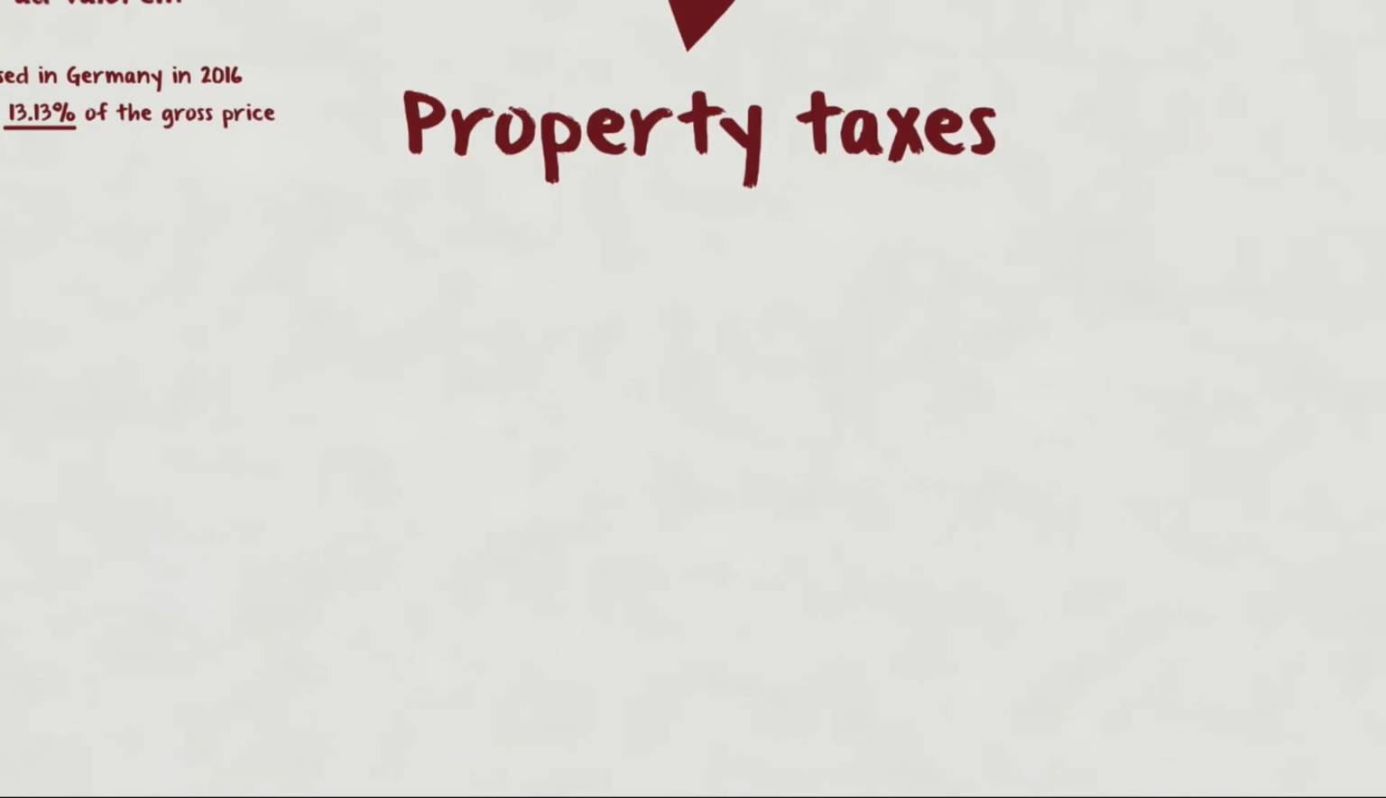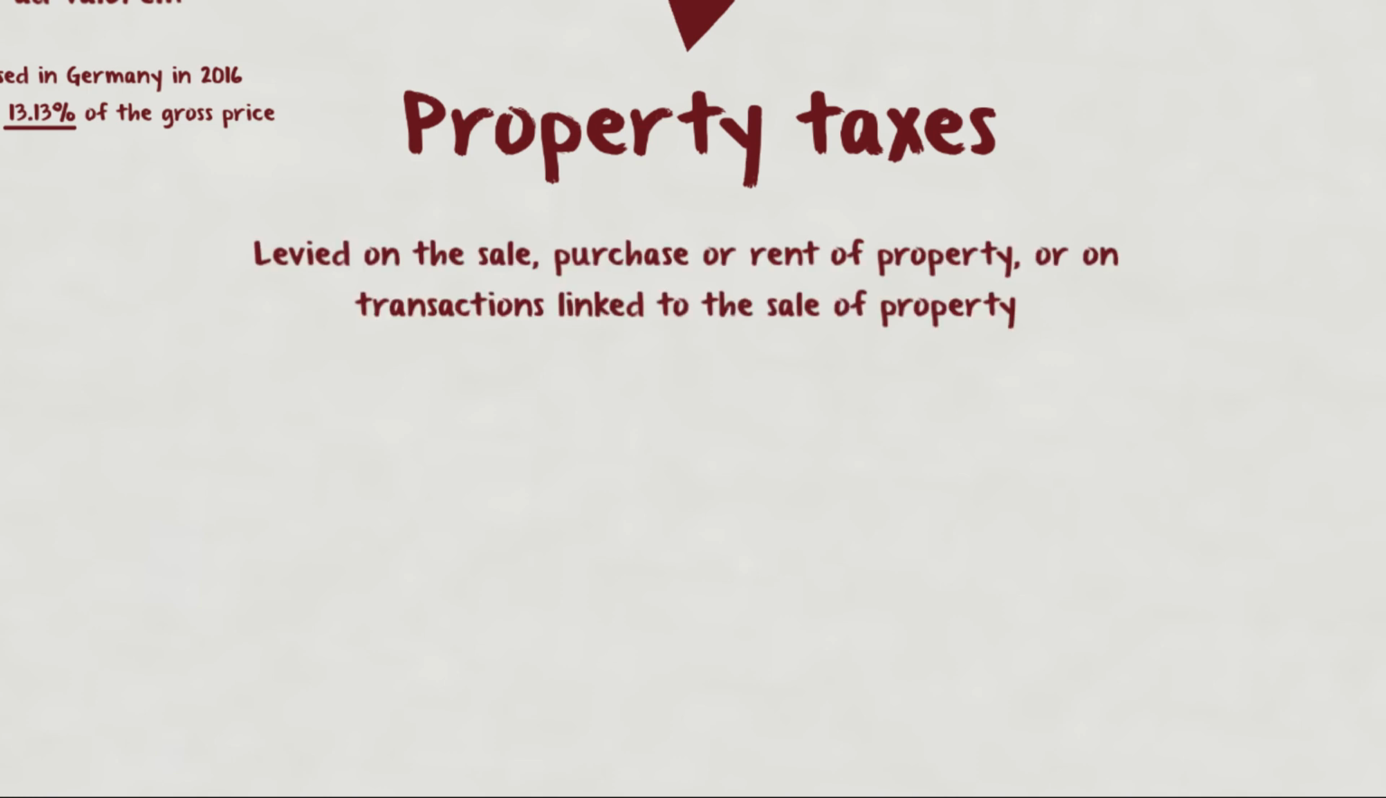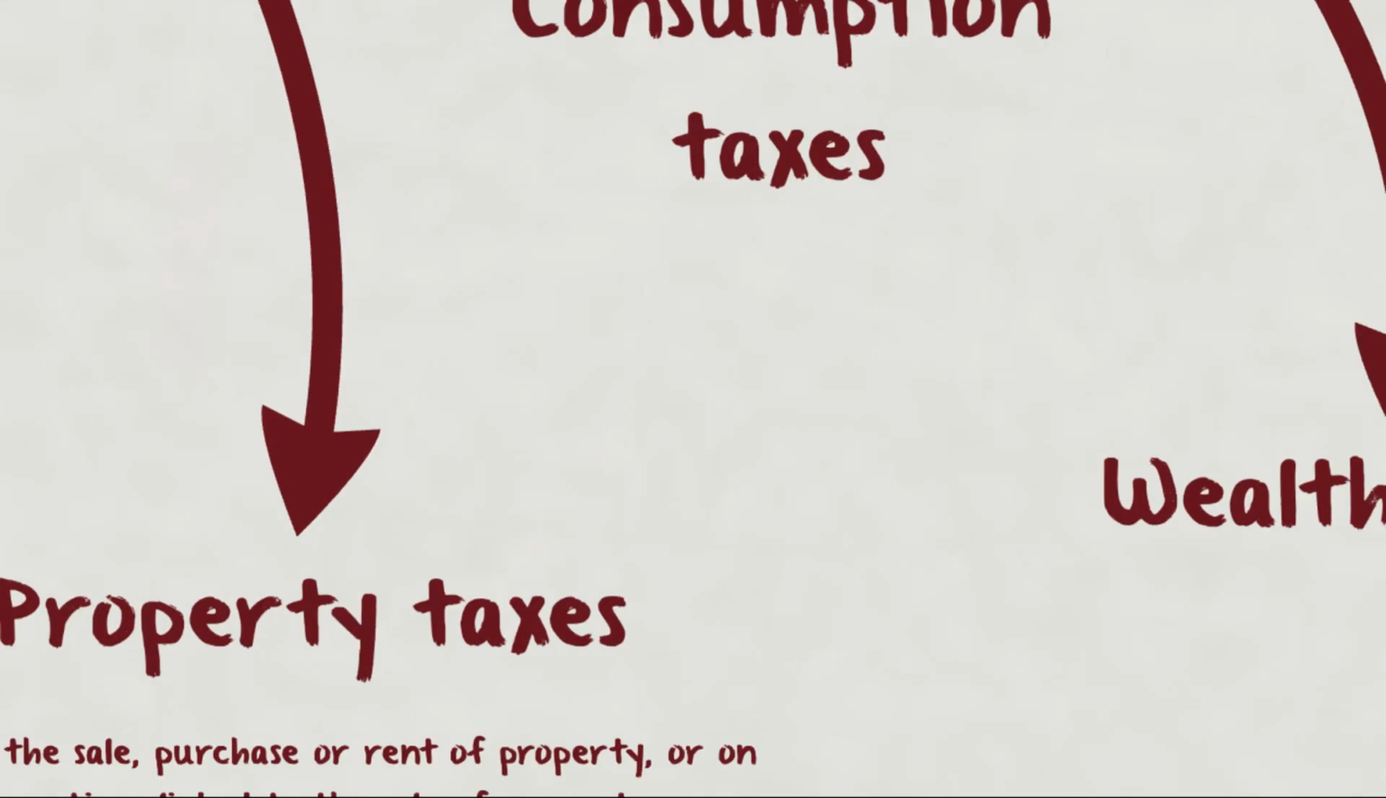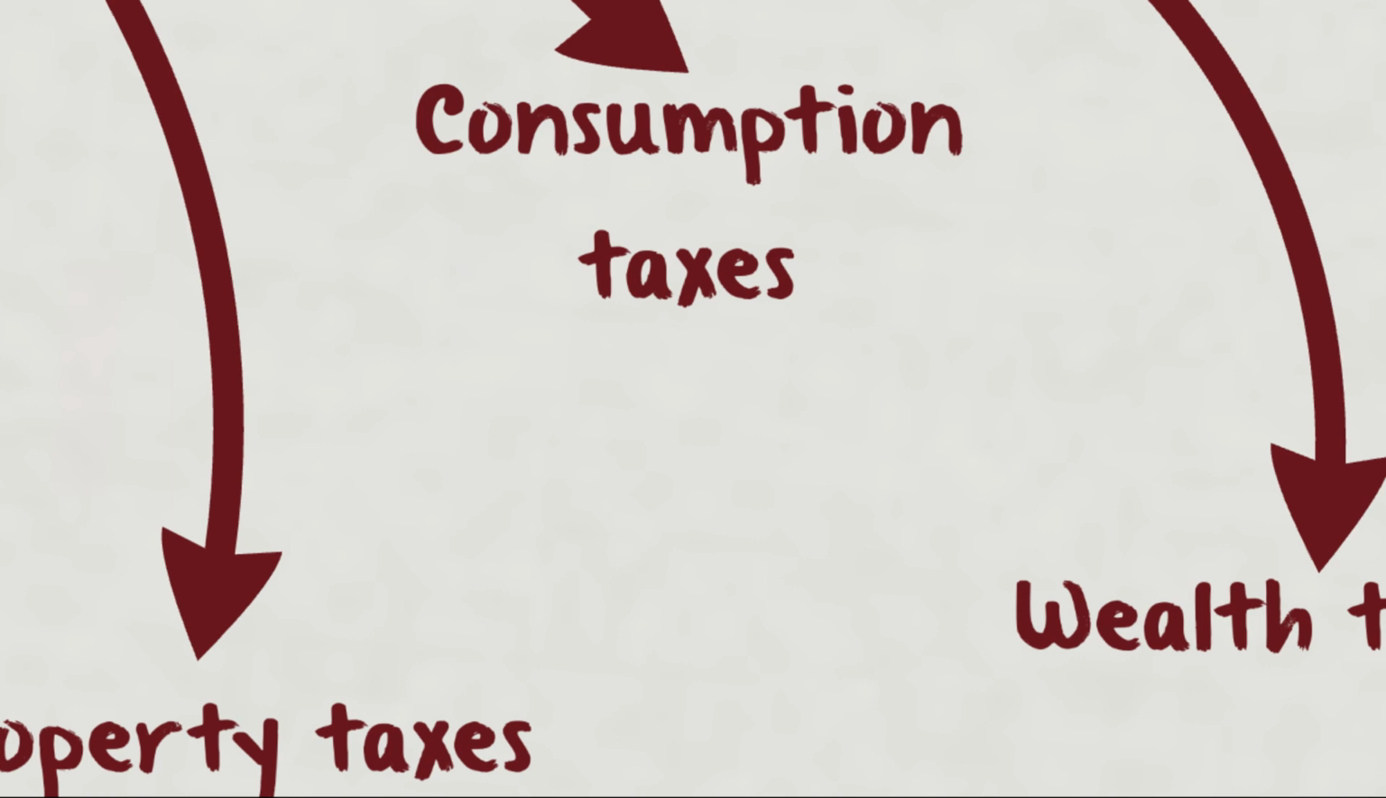Let's move on to looking at property taxes. Now, hopefully this isn't too unexpected. Property taxes are levied on the sale, purchase or rent of property, or on transactions linked to the sale of a property. For example, stamp duty in the UK is a tax on the sale of commercial or private property, so that's an example of property taxes. Let's have a look at another example. Now, Helen buys a house for £400,000. The sale of this property is subject to a stamp duty of 3%, so Helen must pay an additional tax of £12,000. So now we've got to grips with property taxes, let's move on to consumption taxes.